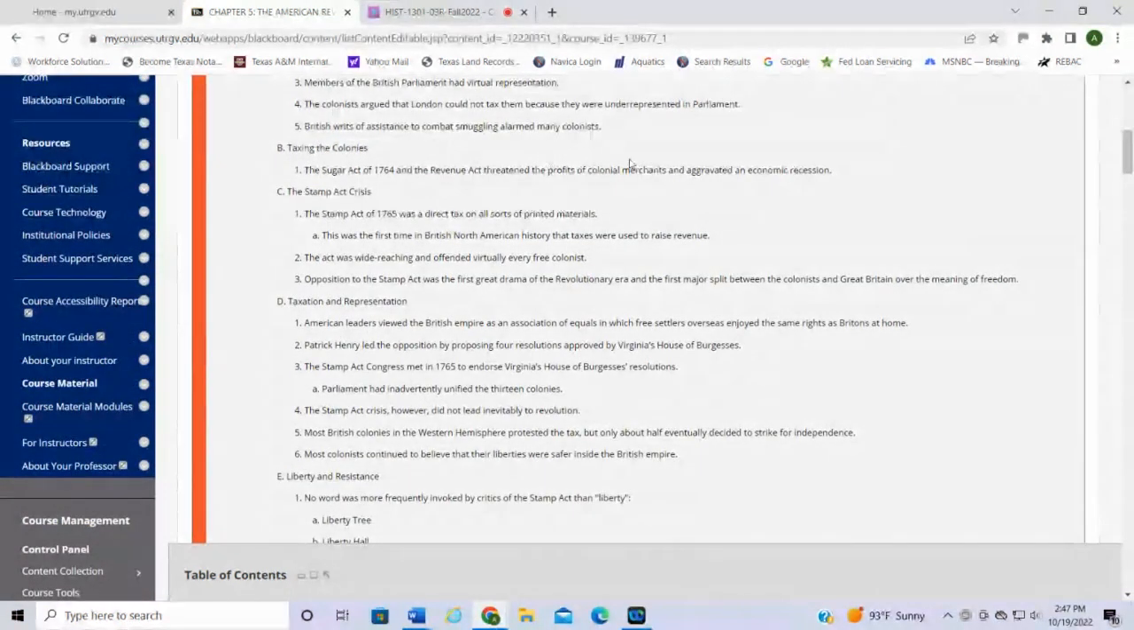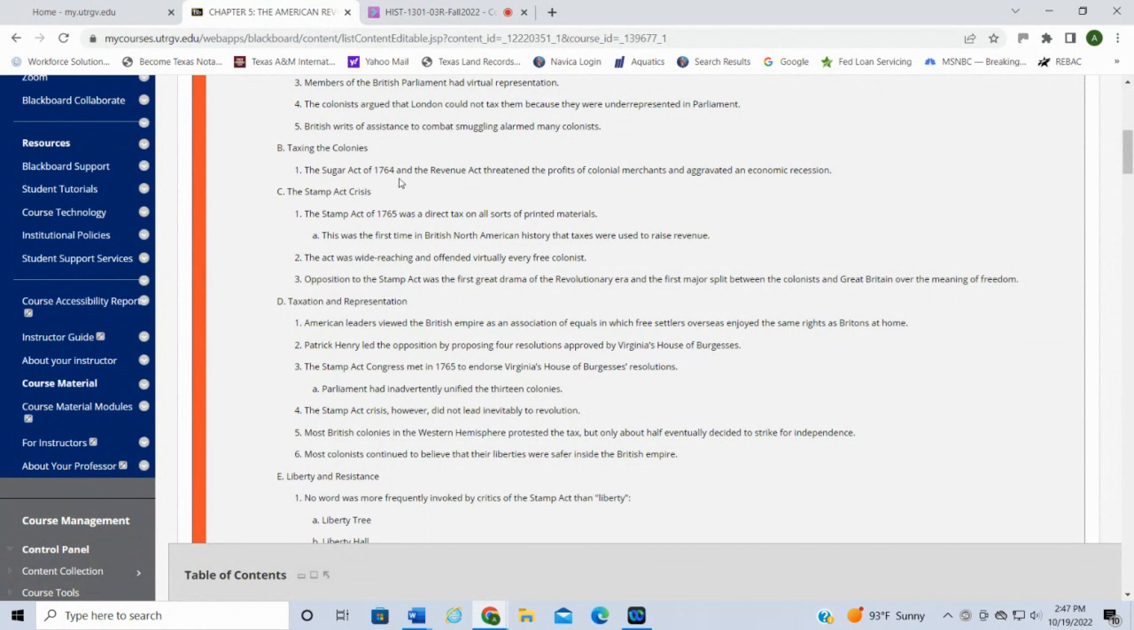We also had the writs of assistance, which were basically general warrants that could search ships for goods that were being smuggled. The colonists were concerned because they felt this violated their due process rights. Hey, there's no probable cause here. They're just searching all our ships.